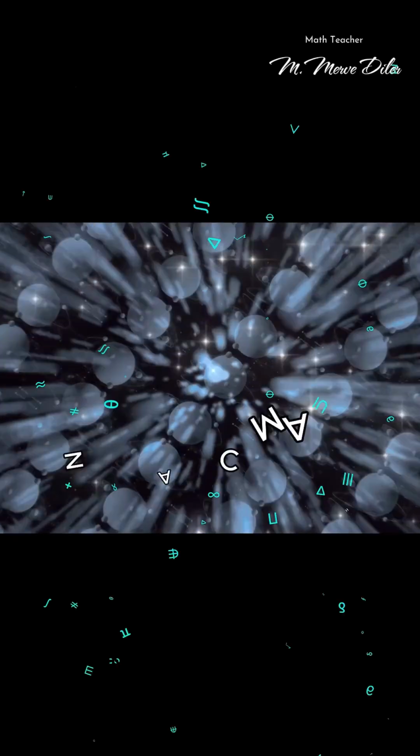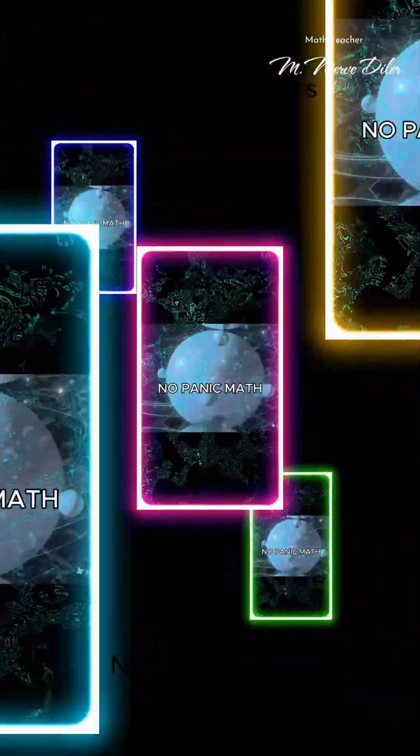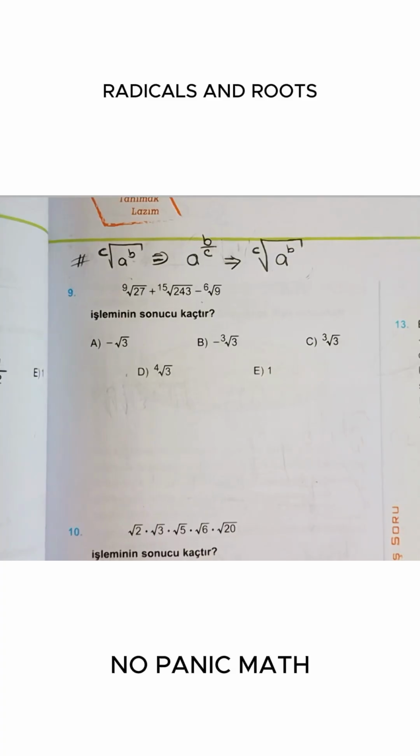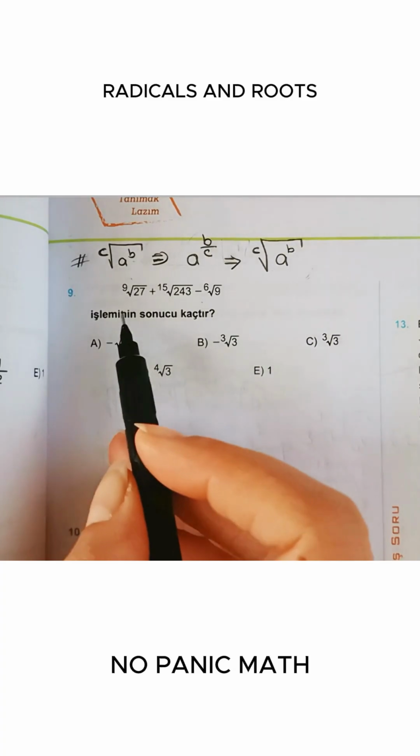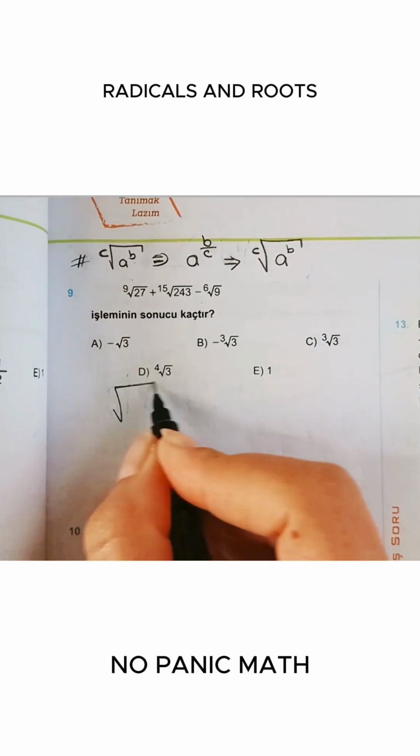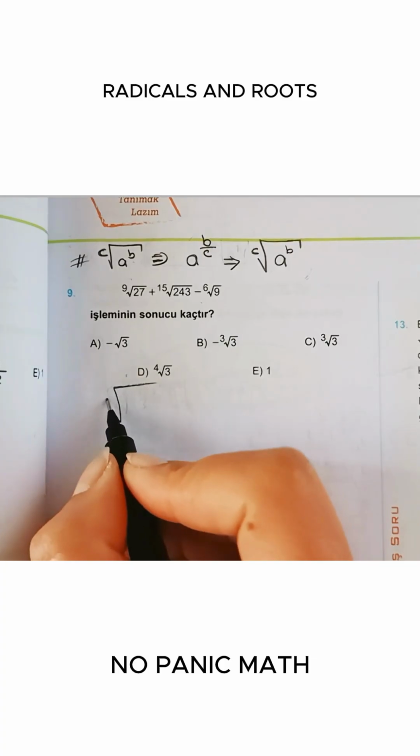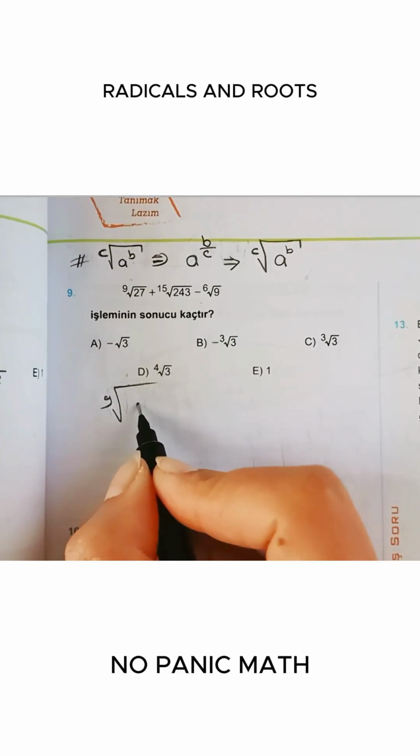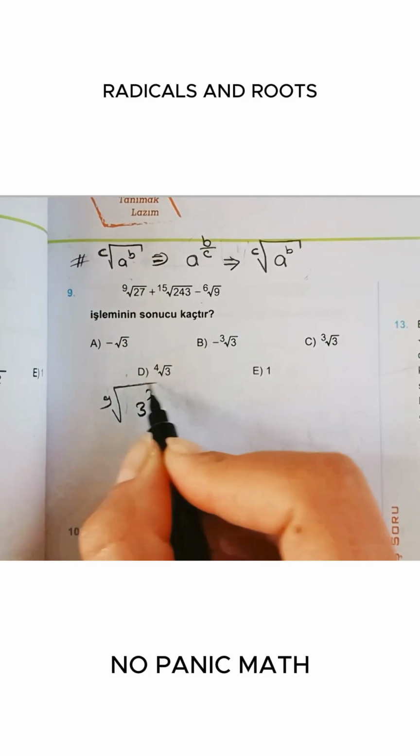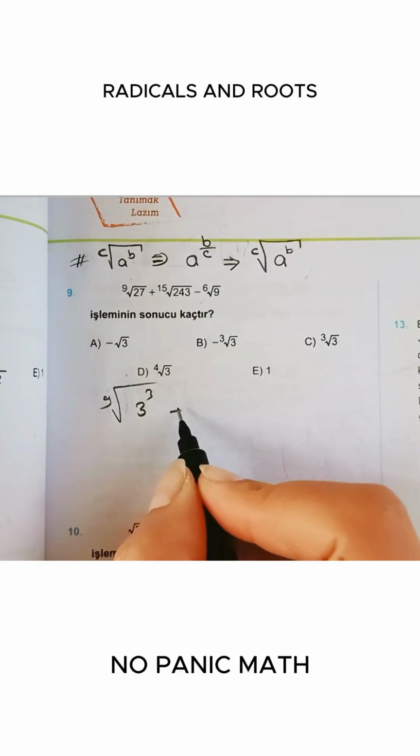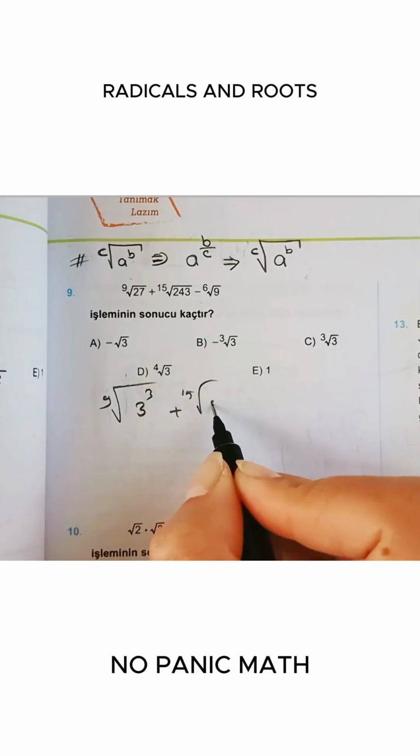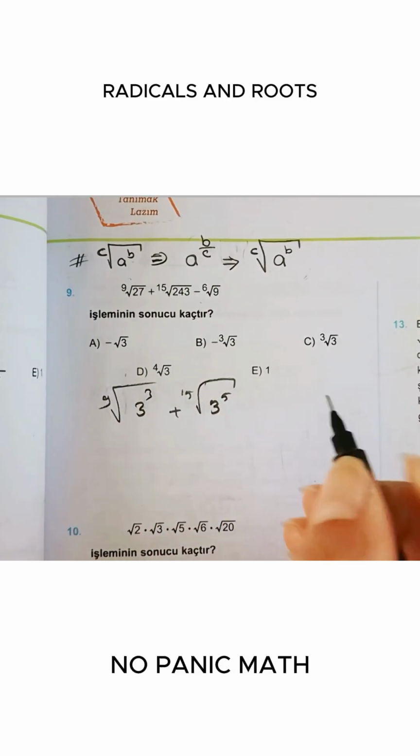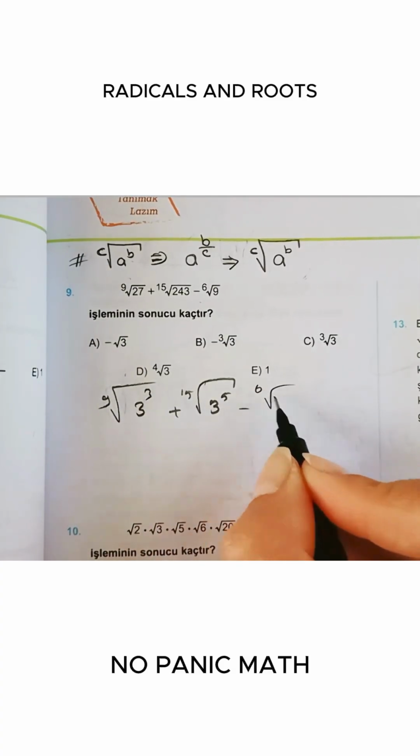Hello everyone, we're going to look at a question about radical numbers. What is the result of this operation? That's what was asked. So, we'll start by simplifying the numbers inside the roots, right? Guys, what is this part? The ninth root of 27. Well, 27 is 3 cubed, so the ninth root of 3 to the power of 3, guys. Plus, the 15th root of 243, which is 3 to the power of 5, guys. Minus the 6th root of 3 squared.